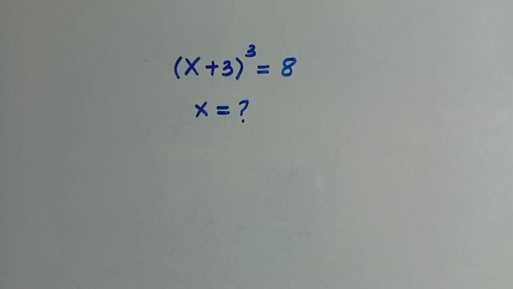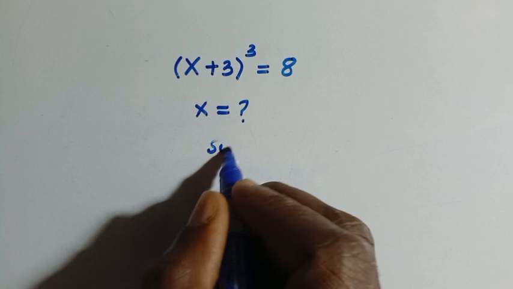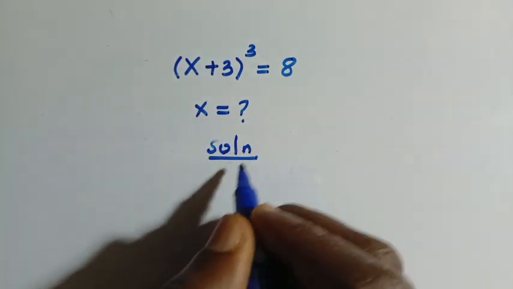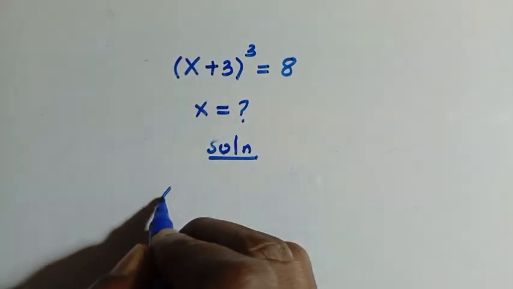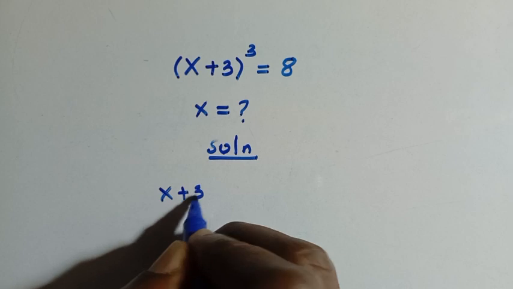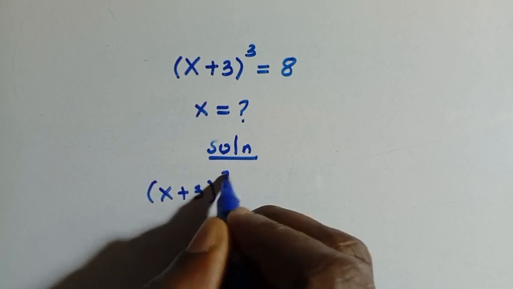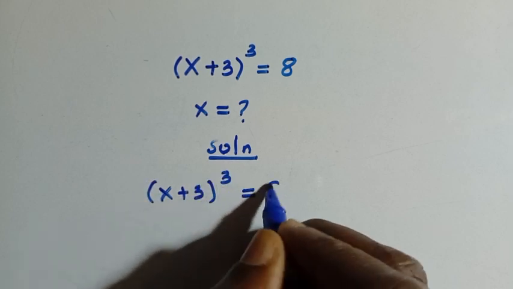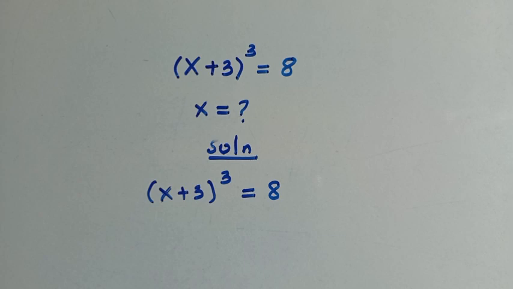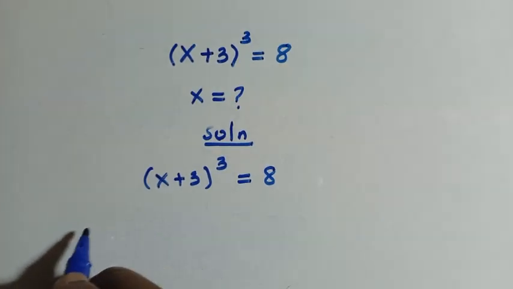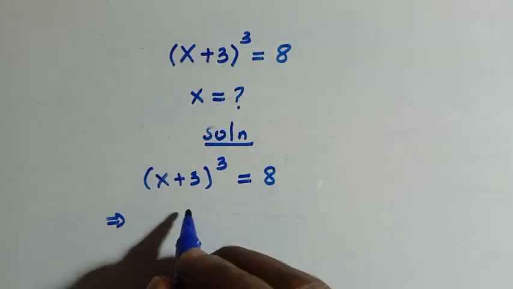Let's see how we can solve these nice algebraic equations. (x + 3)^3 = 8. So by considering the solution from here, we have (x + 3)^3 = 8. So here is the given question. Then let's say we consider these expressions.